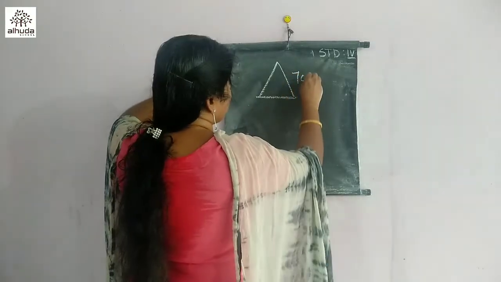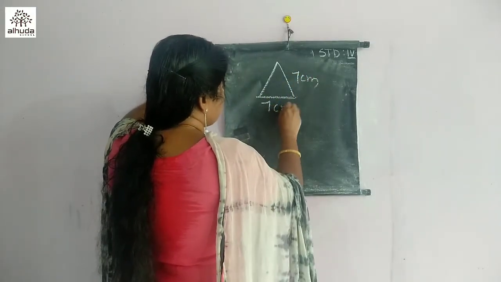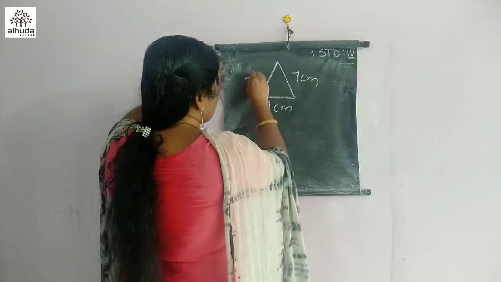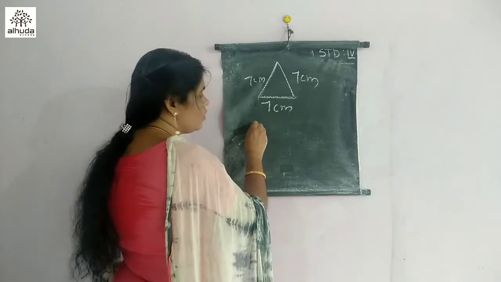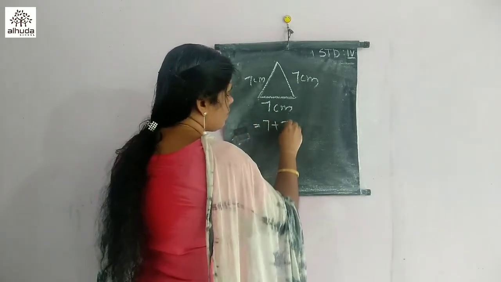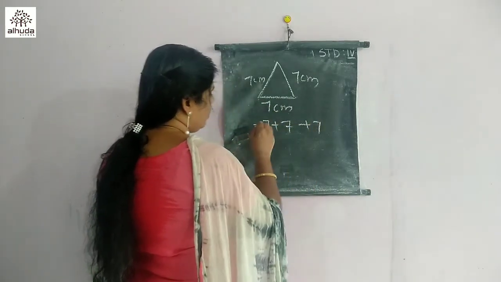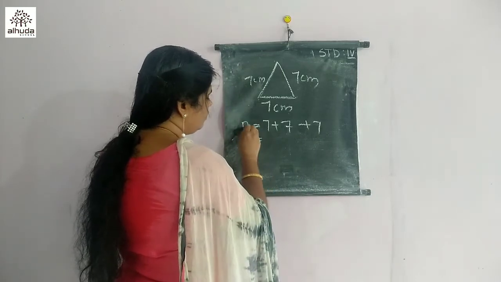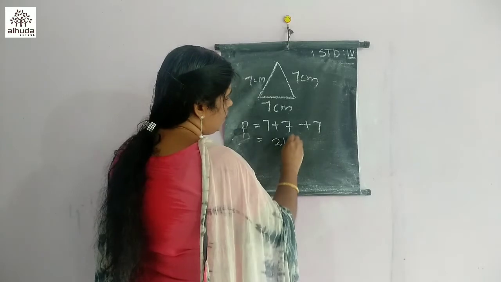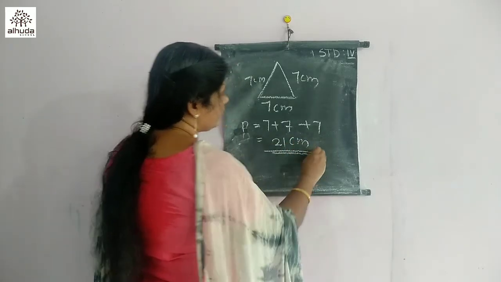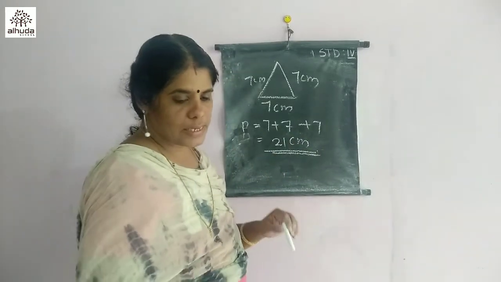7 centimeter, 7 centimeter, and 7 centimeter. So perimeter means the total length of the figure. So 7 plus 7 plus 7 is equal to 7 plus 7, 14 plus 7, 21 centimeter. This is the answer. Another example.